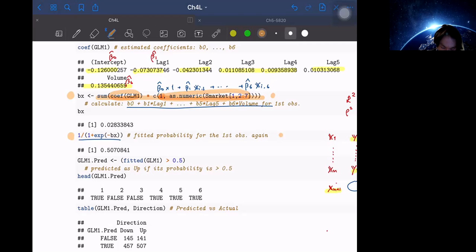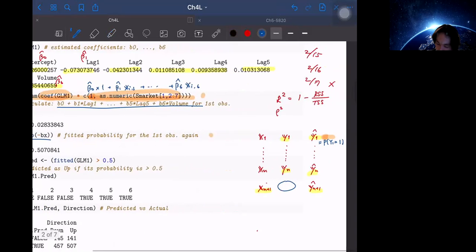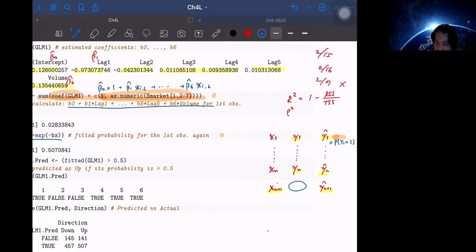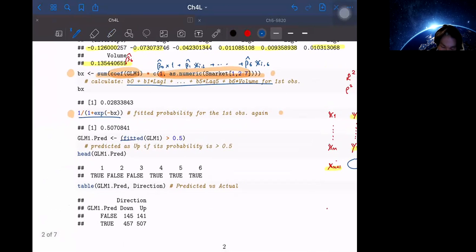So we want to calculate the predicted value. We want to say that our predicted value is either up or down. For that purpose, we set the threshold at 50%. If the fitted value is more than 50%, we regard that as up. If less than 50%, we regard that prediction as down. Then we get this vector. True is up and false is down. True is predicted up and this is predicted down.